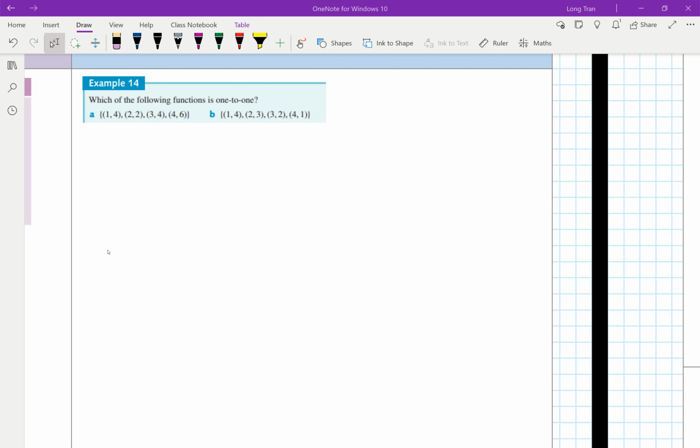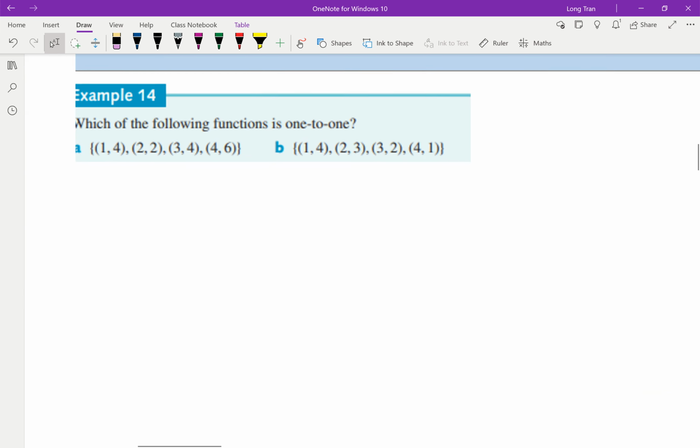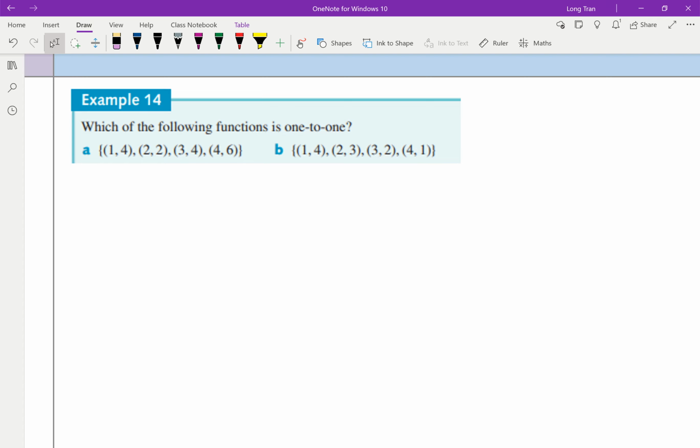Hey there, 11. So example 14 here, you are now trying to find out which of the following functions is a one-to-one function. So remember, to find out if something's a function, you'll do a vertical line test, VLT, okay? And then after you know it's a function, remember there are two types of functions. You can have a many-to-one or a one-to-one.